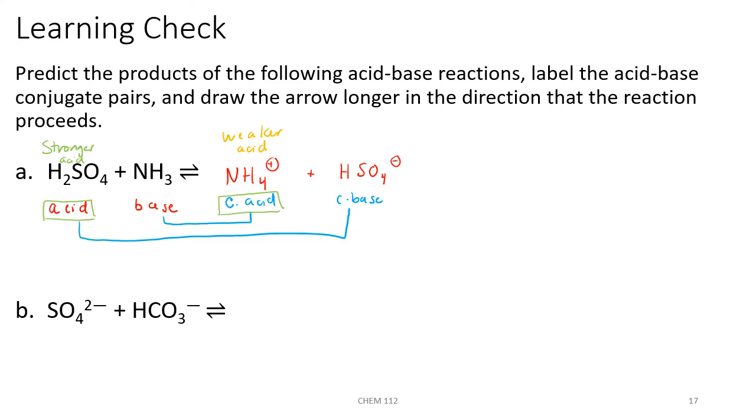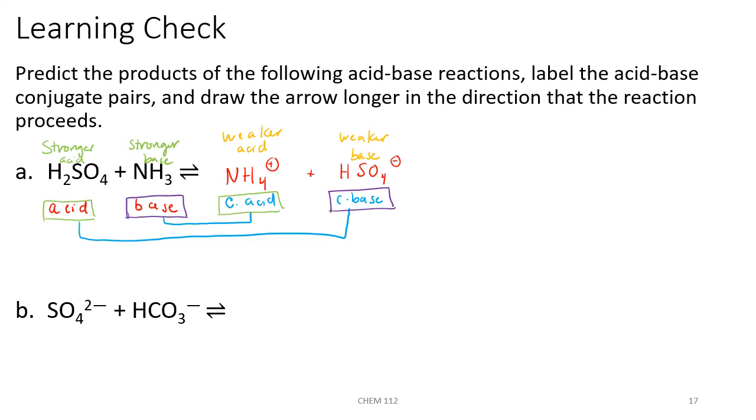Next, we could also compare our bases individually. So using the right-hand side of our chart now, identify where ammonia is as a base and where hydrogen sulfate ion is. Ammonia is farther down on the right-hand side, and HSO4 minus is up really high on the right-hand side. So that means that ammonia is our stronger base, and HSO4 minus is the weaker base.